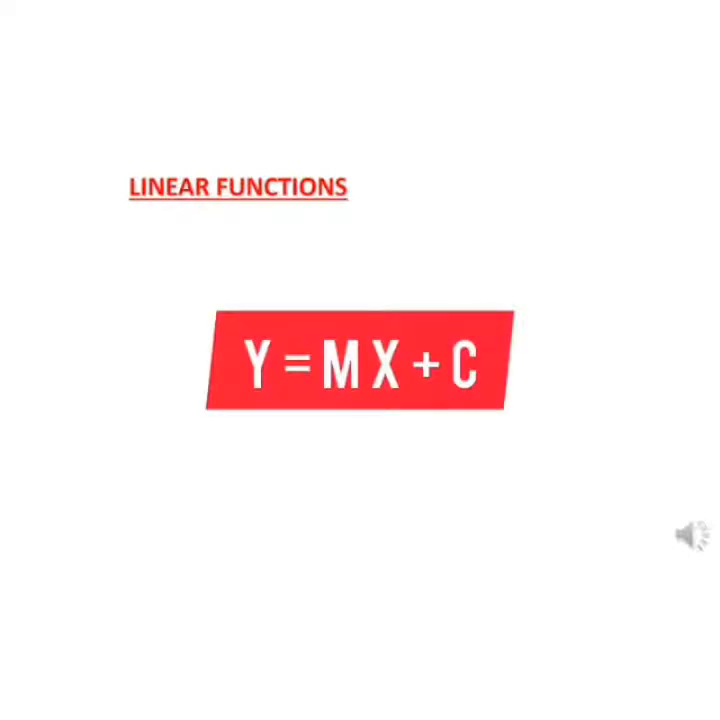The second characteristic: a linear function on a Cartesian plane is always a straight line. That means if you plot a linear function on a Cartesian plane, it always becomes a straight line. The third characteristic: the constants can be 0 or other integers. That means the values can be 0 or other integers, positive or negative.